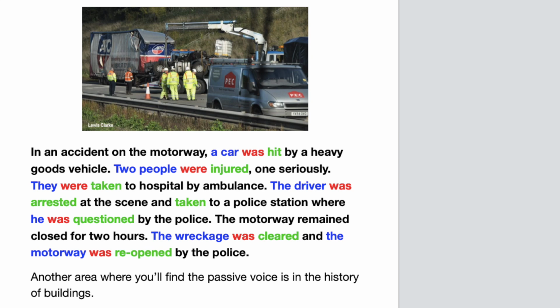Same with the next one. 2 people were injured, like when you say I have injured. 2 people were, we use it in the plural because it's a plural subject, 2 people, and so on. So it's subject, verb, past participle. The wreckage was cleared. The motorway was reopened.